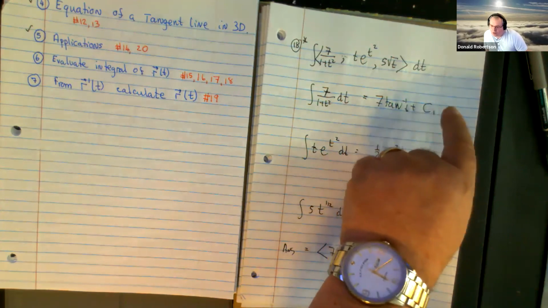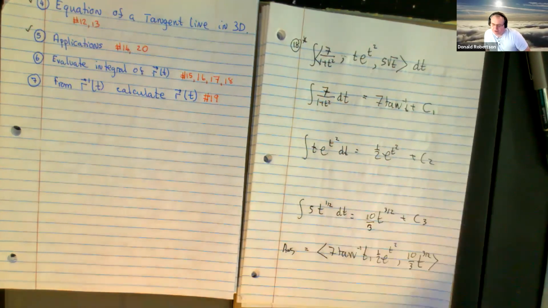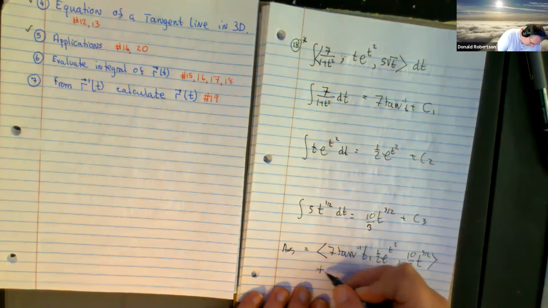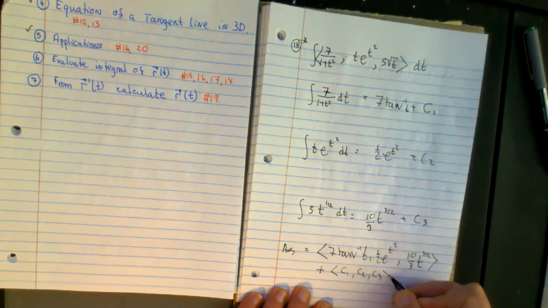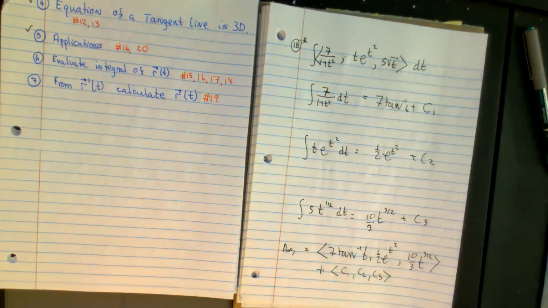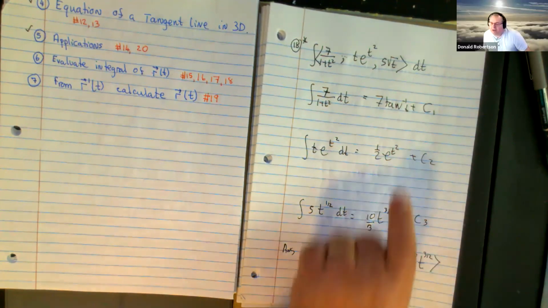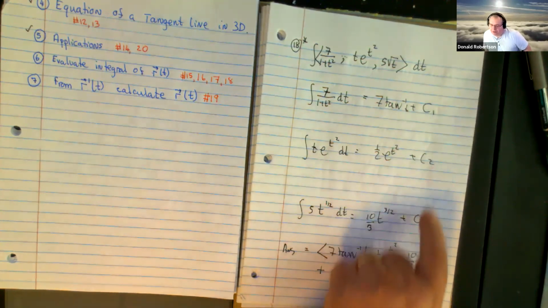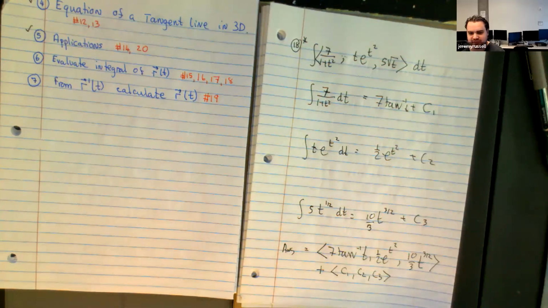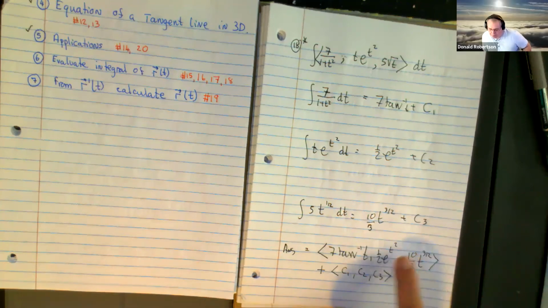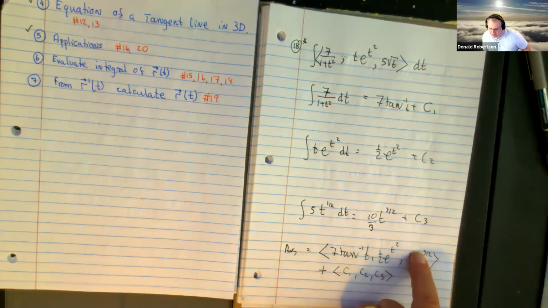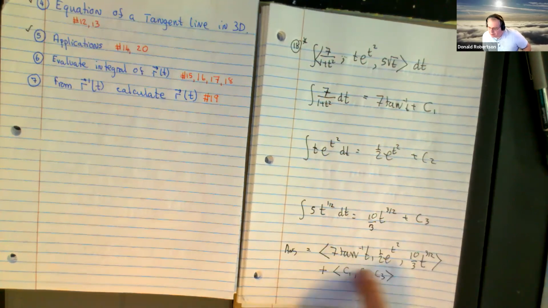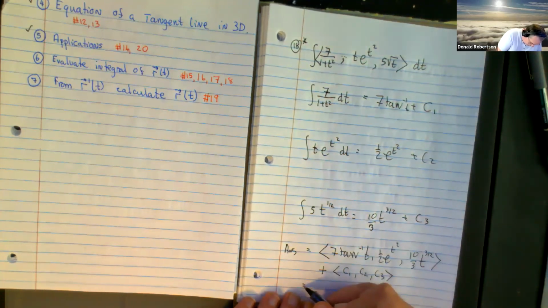Why am I not calling them plus C and plus C? Why am I not using the same letter for each of these 3 different constants? Because they could be different. That's essentially it. Now, that would be a very nice way to do it, right? Separate out the t parts from the arbitrary constants. But this is what they do.